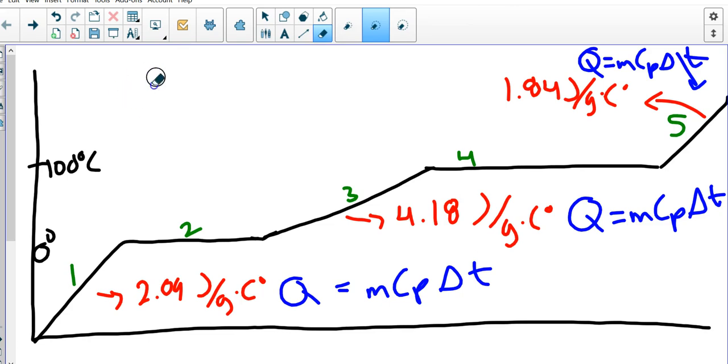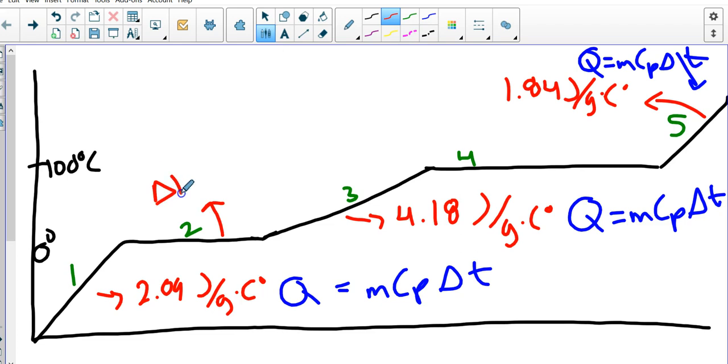What I'm going to use here is the delta H of fusion, and I'm going to use 334 joules per gram. Do you see how there's something missing there? Do you see how this unit, what's it missing? Which makes sense because the temperature isn't changing.